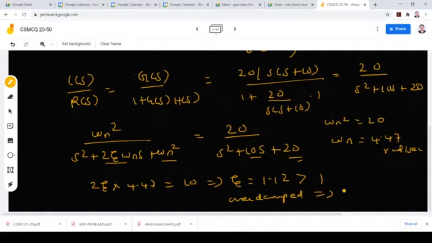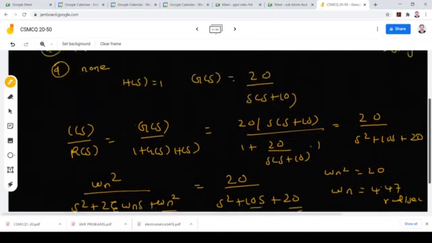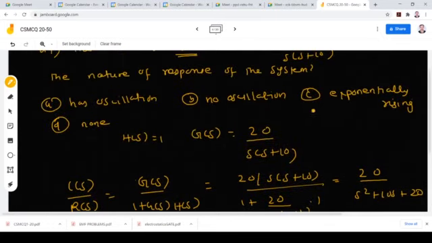Overdamped system means it has no oscillation, an exponentially rising response. Let us see whether that is given. Yes, exponentially rising. So option C is the right answer.